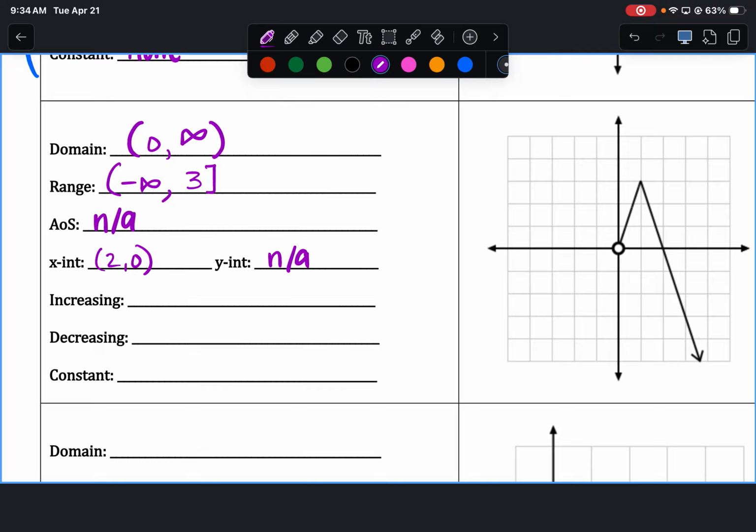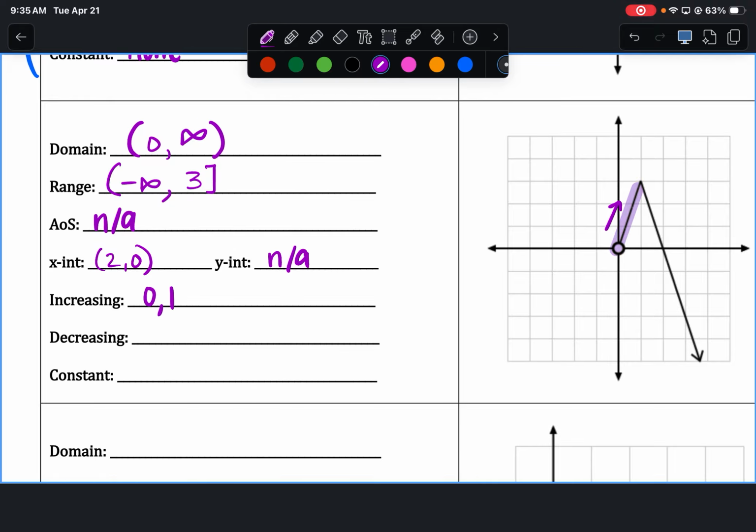Now, let's start at the left of this graph and go to the right and see what we're doing. Increasing, decreasing, constant. So when we start at the left, is it increasing or decreasing or constant? Increasing. So what is the x value where that starts? 0. What is the x value where that ends? So we look at our x values. The x value right there is 1.